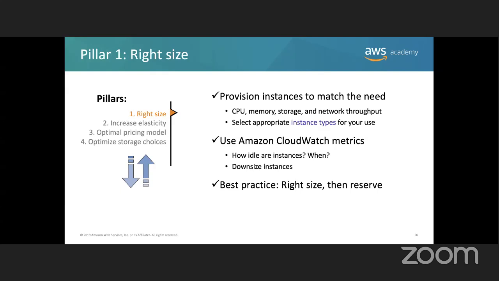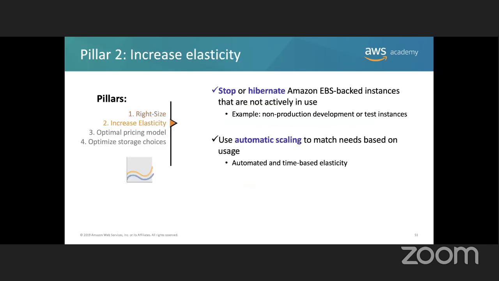You can use the CloudWatch metrics to see the movement of your EC2 instances, how idle they are and when they are idle. So if you see that your instances are, on a regular basis, idle after 5 p.m., you can stop them. Or probably use a smaller size. You don't have to use the same size because you're wasting money. So the best practice: right size, then reserve. If you know that your traffic is predictable, get the right size and reserve if you want to save money.